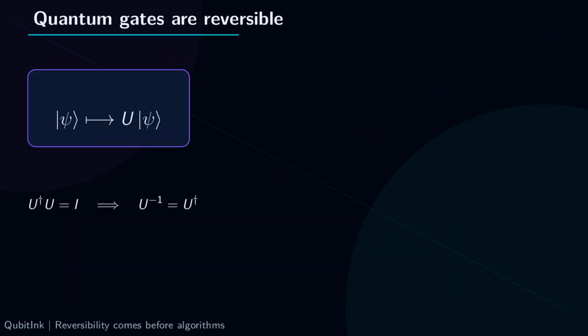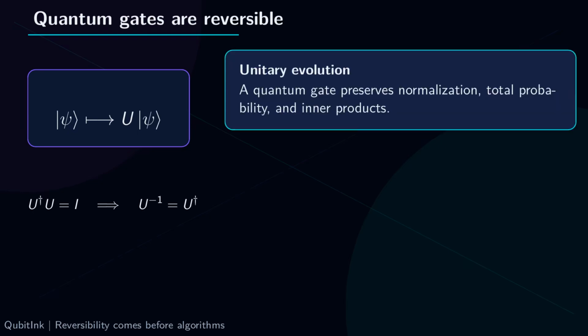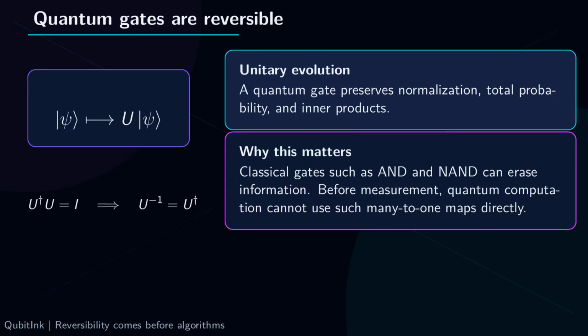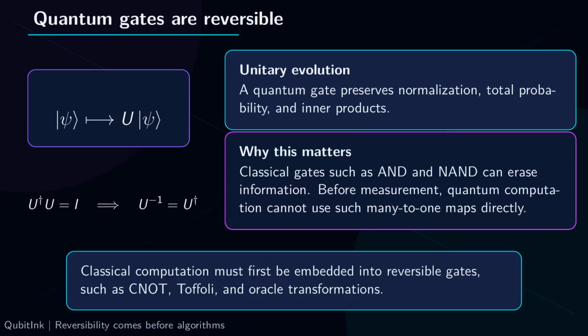A quantum gate maps a state ket psi to U acting on ket psi. The matrix U must be unitary, so it satisfies U dagger U equals I. Here, U dagger is the conjugate transpose of U, and I is the identity. This condition has a strong meaning. It preserves normalization, total probability, and inner products. It also gives U inverse equals U dagger, so the operation can be reversed. Classical gates such as AND and NAND may erase information, so they cannot be used directly as quantum gates before measurement. They must first be embedded into reversible transformations.